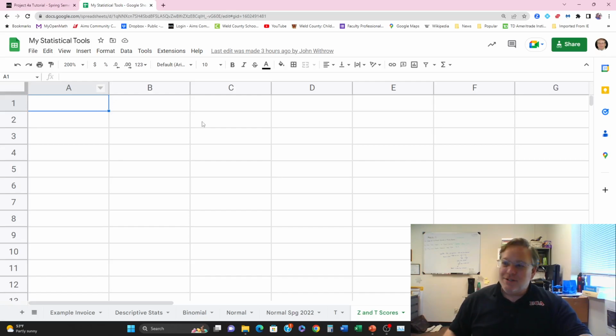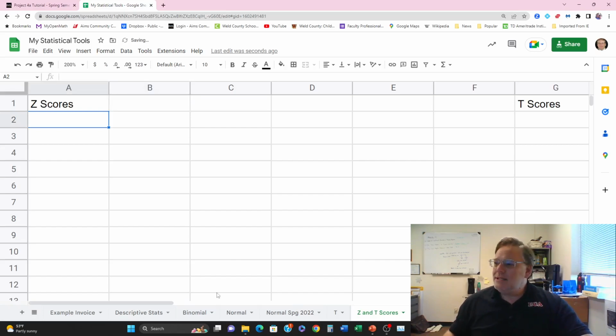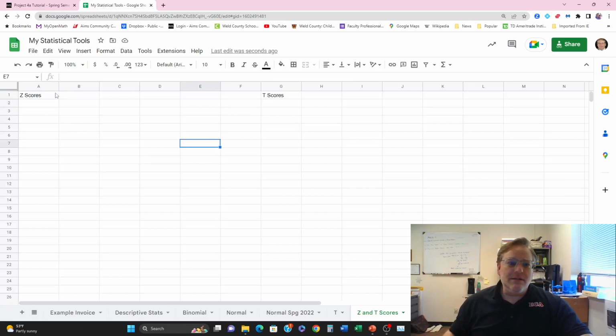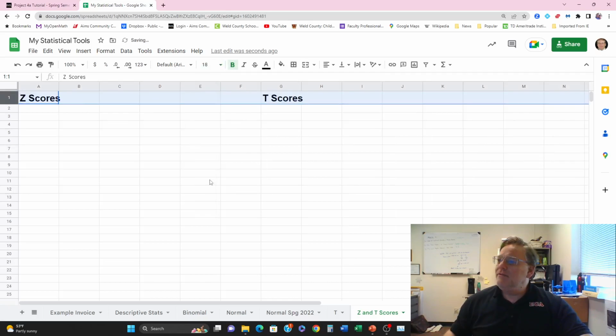I've got my cursor up in A1, and I'm going to type Z scores in A1 here, and I'm going to tab over to column G here because I'm going to have some more over here for the T distribution here. So this is going to be T scores like this. And I'm going to zoom out a little bit here, back to 100% so it's a little easier to see. I'm going to make everything in this row boldface as well as 18-point font.